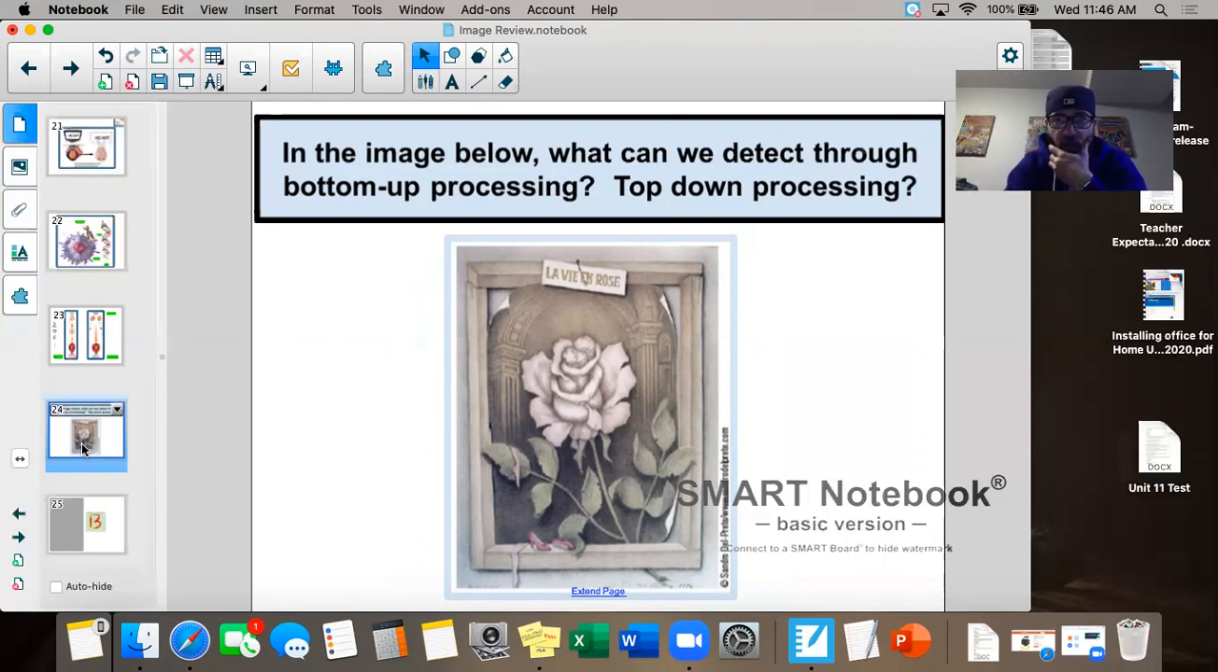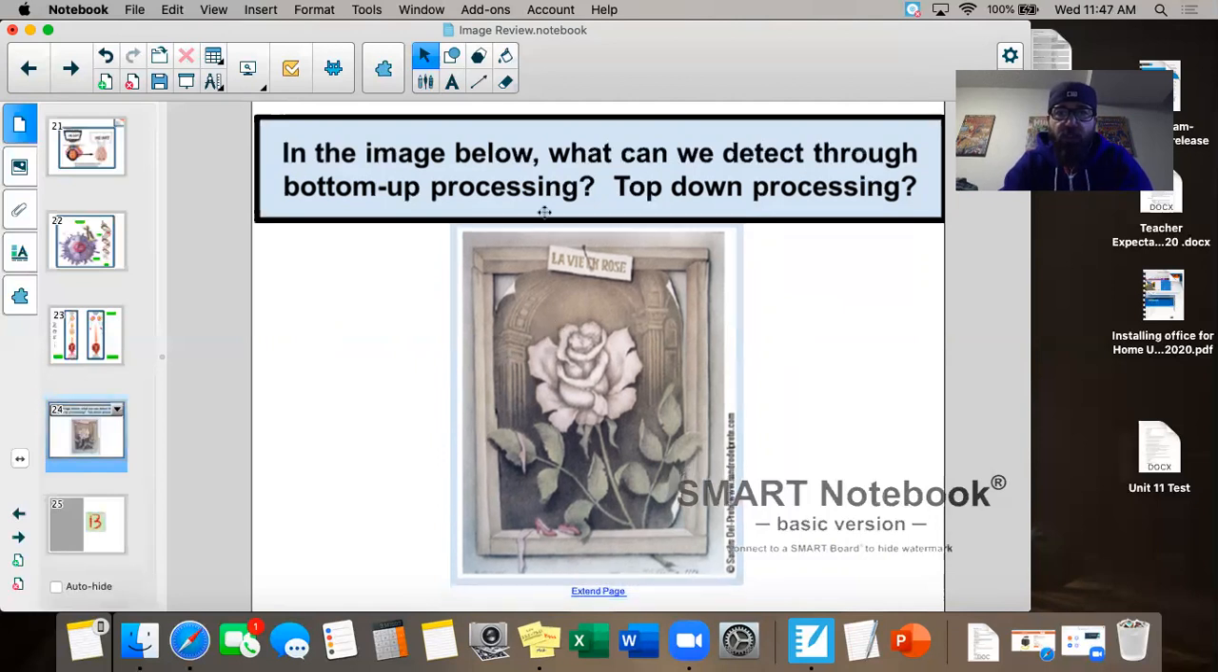Okay, so if we're attempting to look at what it is that we can see through bottom-up processing, that's going to be from your peripheral nervous system to your central, up to the brain, up to the spinal cord, up to the actual processing or thinking about whatever it is that's going to be going on. So if we're looking at an image, what sensations is it that you can see here?